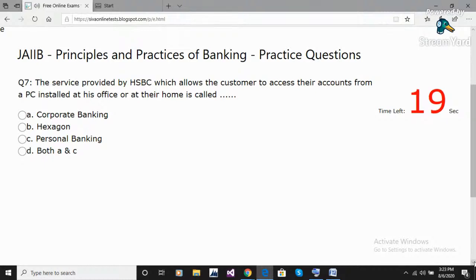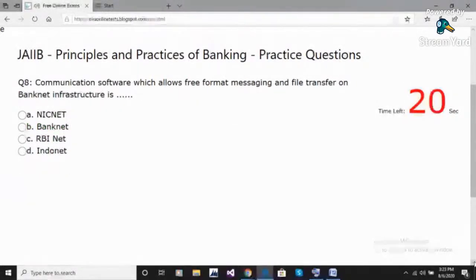Question 7. The service provided by HSBC which allows the customer to access their accounts from a PC installed at his office or at their home is called. Option A. Corporate banking. Option B. Hexagon. Option C. Personal banking. Option D. Both A and C. Answer B. Hexagon.